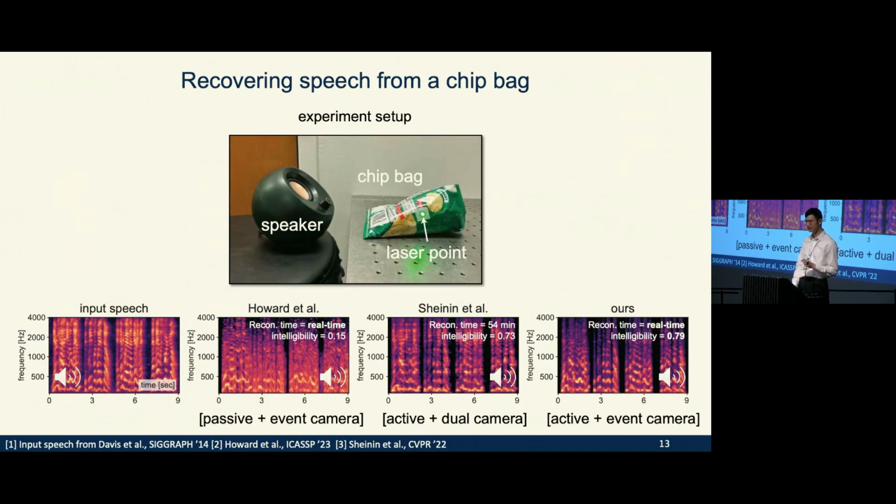We also record the indirect vibration of a chip bag reacting to a nearby sound source and compare our results to some recent vibrometry methods. So for example, Howard achieved real-time audio recovery also by using an event camera, but his method relies on passive sensing, and the algorithm only uses some zero crossings of events, resulting in low-quality reconstructions. And Shannon, on the other hand, used active sensing with a dual shutter camera setup. So this provides very high quality results, but they also required a time-consuming optimization process to merge different frames from two cameras, taking around 50 minutes to recover the same audio clip.